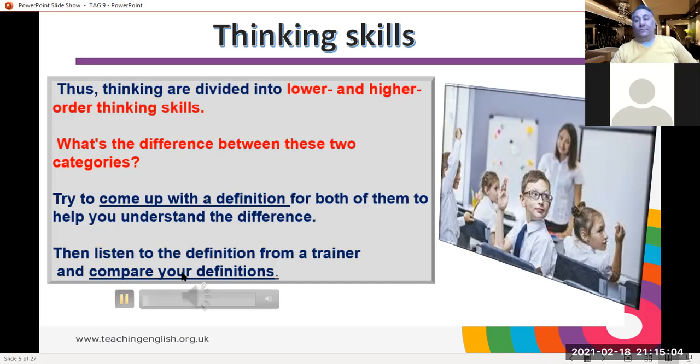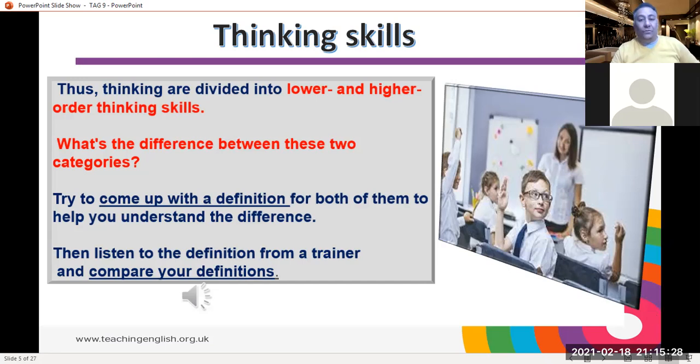Lower order thinking skills can be defined as simple and unchallenging skills, such as when you are storing factual knowledge. Higher order thinking skills involve tasks which are more difficult and challenging, such as assimilating information from multiple sources, determining its truth, and using it to make sound judgments.